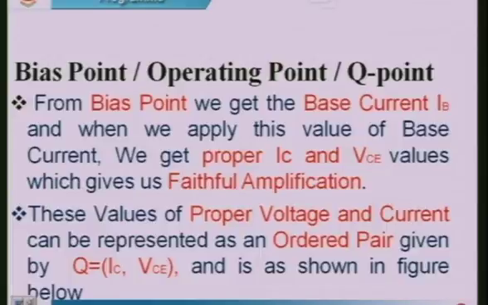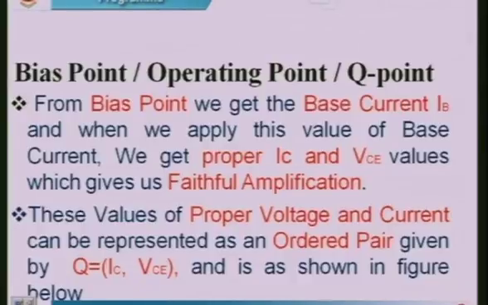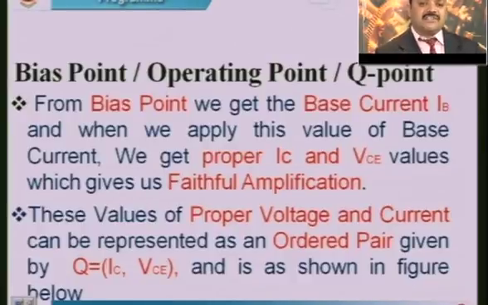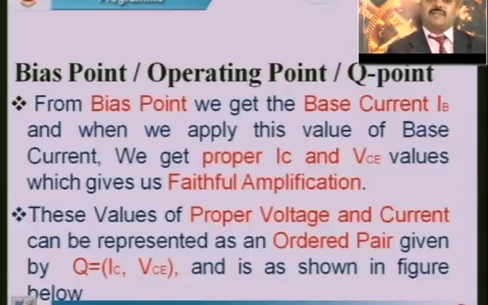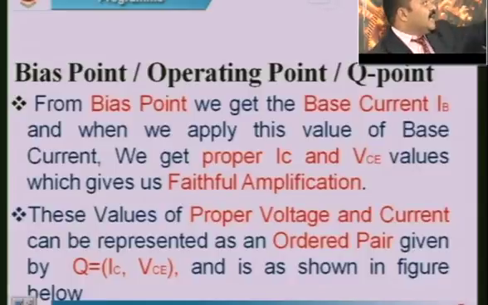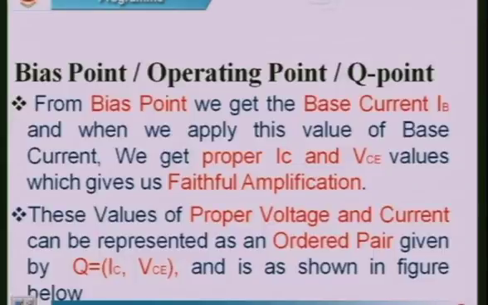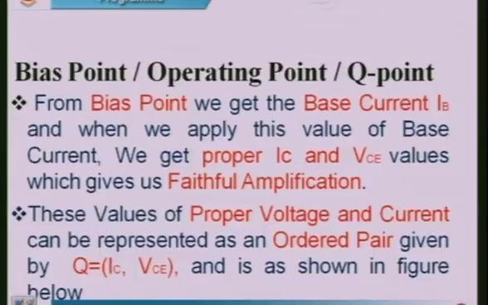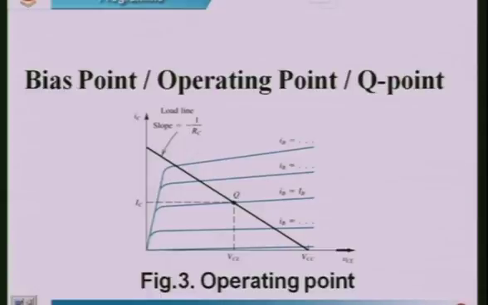So, here I have given the bias point. From the bias point we get the base current IB, and when we apply this value of base current, we get the proper IC and VCE values which give us faithful amplification. These values of proper voltage and current can be represented as an ordered pair given by Q equal to IC and VCE. There I have written ICQ and VCEQ. We can also write like this. The characteristics which I have written on the board, the same thing I have written on the PPTs. So, this is the operating point.